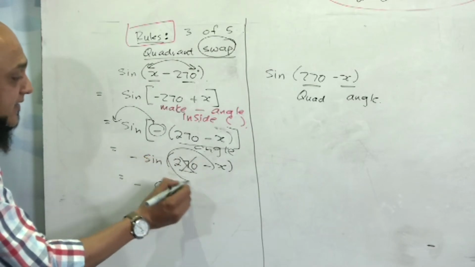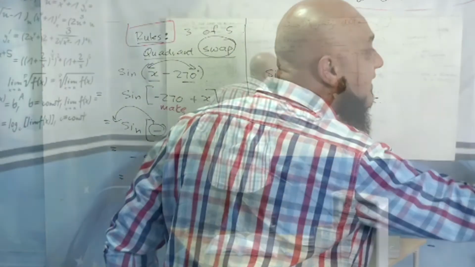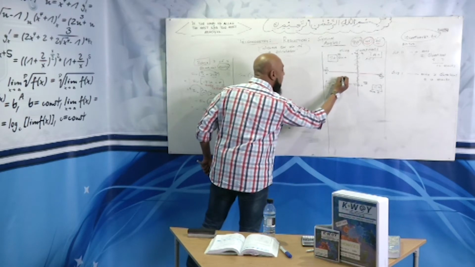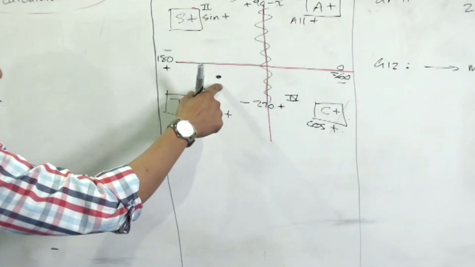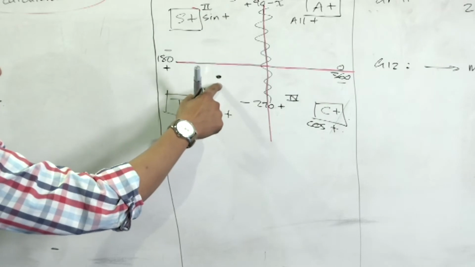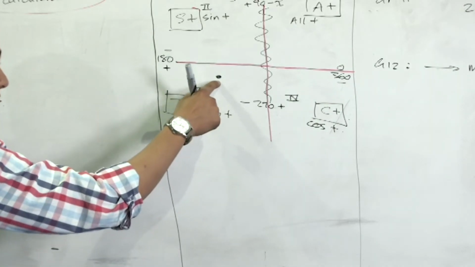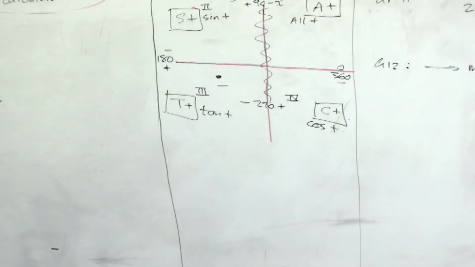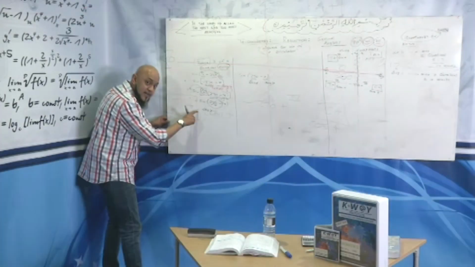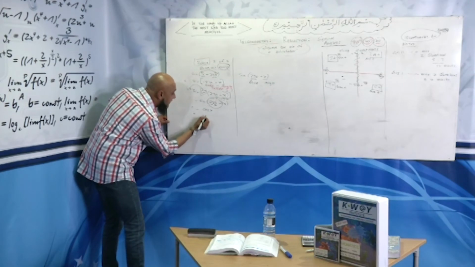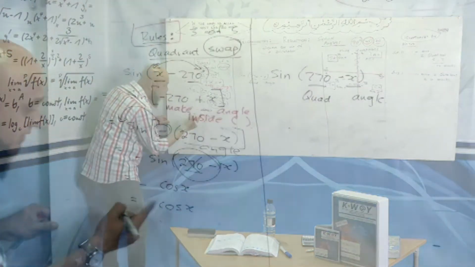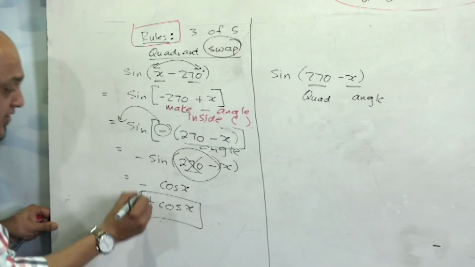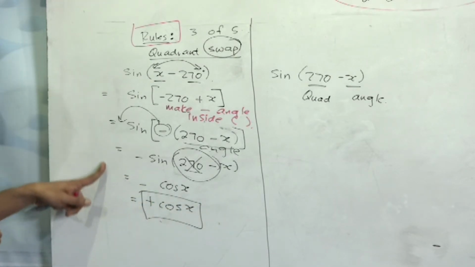270 minus is in that quadrant. 270 minus is in quadrant number 3. What do we know about sine? Only tan is positive. So what do we know about sine in this quadrant? Sine is negative. So negative times this negative that you have here, your answer is just cos x. Positive cos x. Because negative times a negative will give you positive cos x. And there we go. That's how you will reduce.